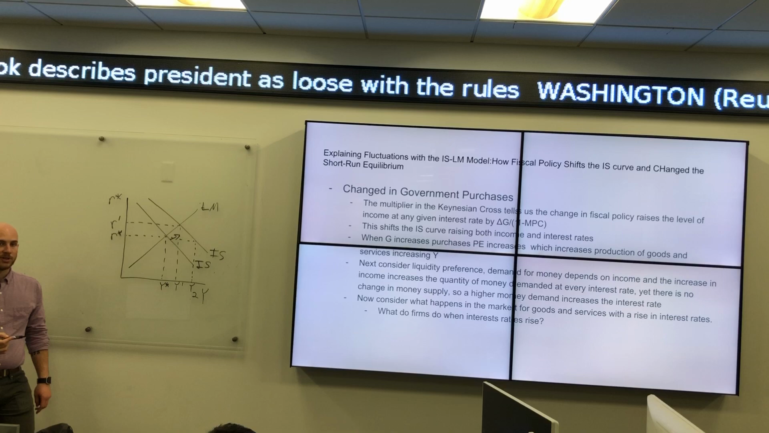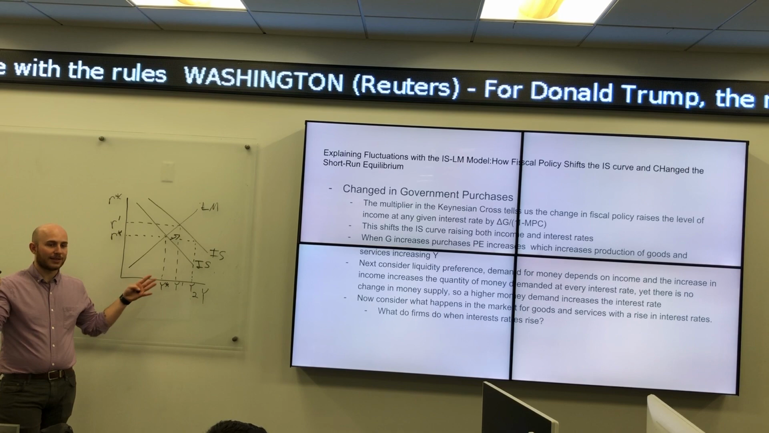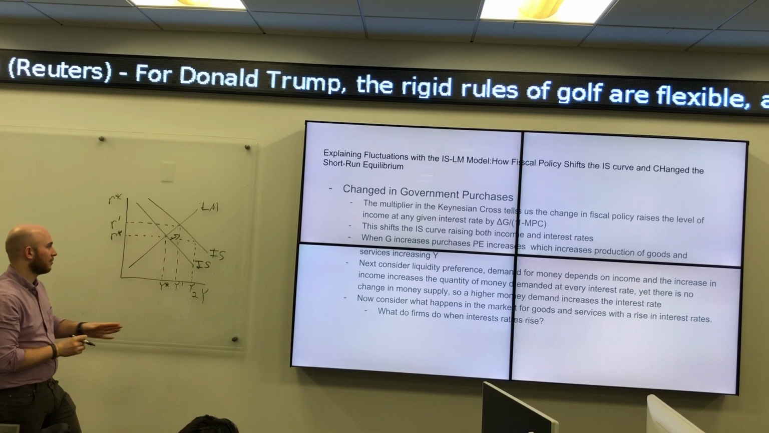Does that make sense so far? This is just, I think, like second week macroeconomics, but instead of supply and demand, it's investment savings, liquidity market.